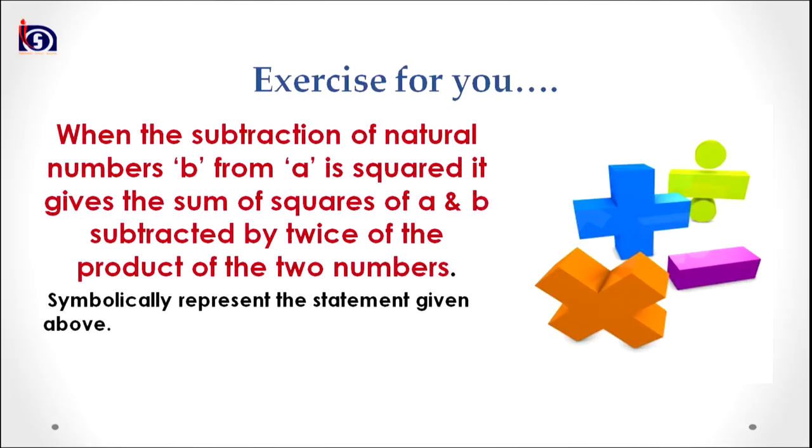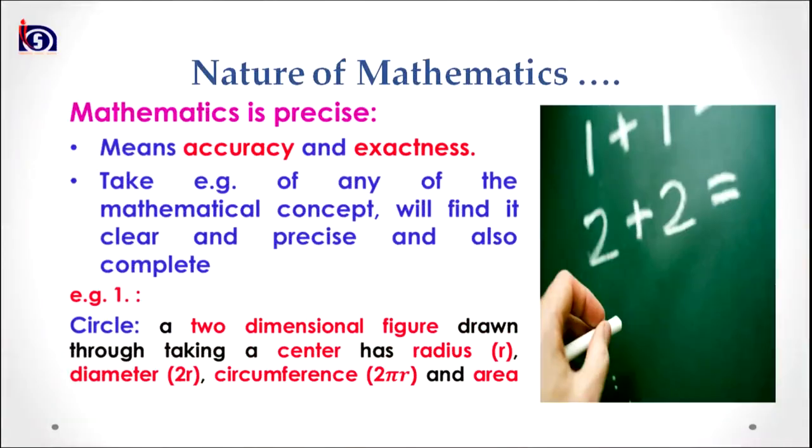Now, there is an exercise for you. You are required to think: when the subtraction of natural number b from a is squared, it gives the sum of squares of a and b subtracted by twice the product of the two numbers. You are required to symbolically represent the statement given above in terms of a mathematical expression.